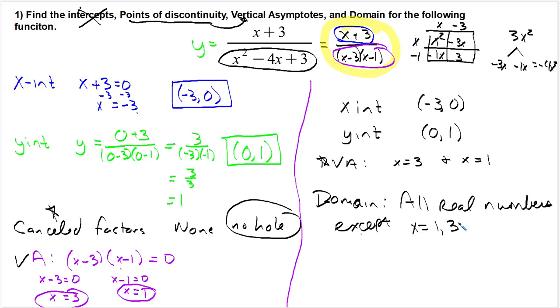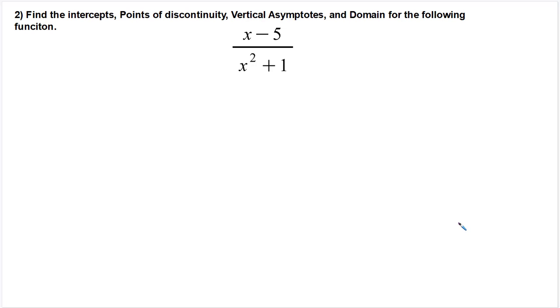So let's do two more together, and then I'm going to let you do one on your own. So again, we're going to go through the same process. We're going to find it factored first.